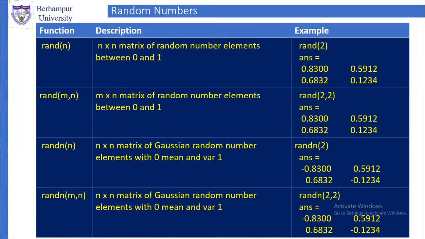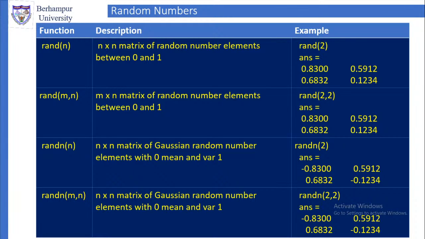Then there is another function, randn. Randn gives you an n cross n square matrix of Gaussian random numbers with 0 mean and 1 variance. Variance is 1, mean is 0. This is particularly useful when we require statistical data. For example, if you are working with digital communication or analog communication, there you will use statistical data and require randn. So you can get an n cross n matrix of Gaussian random numbers in this manner.